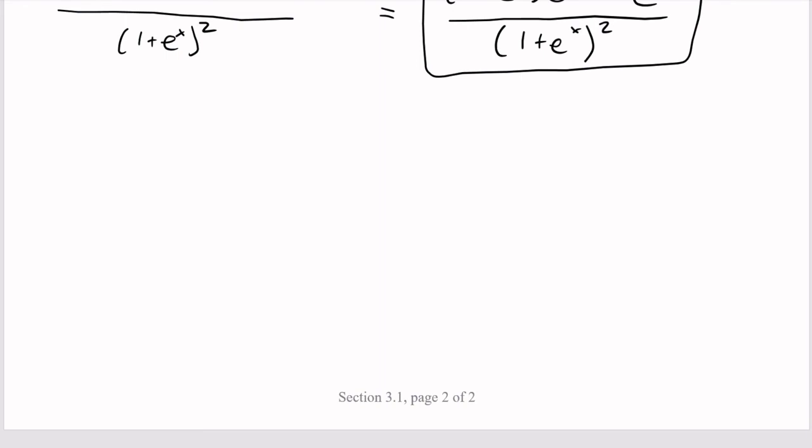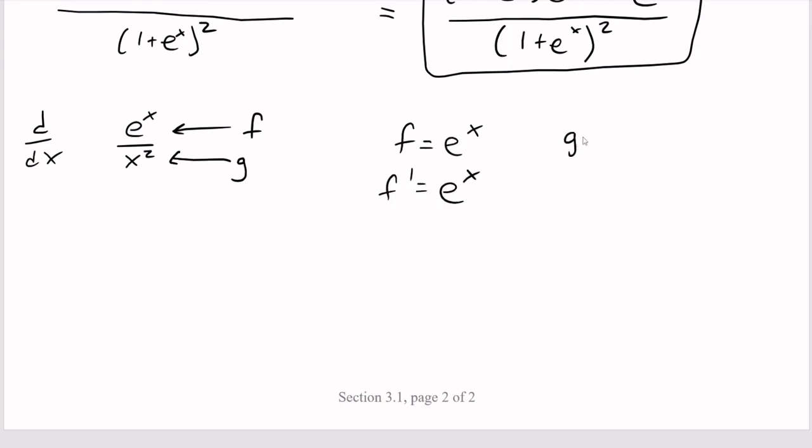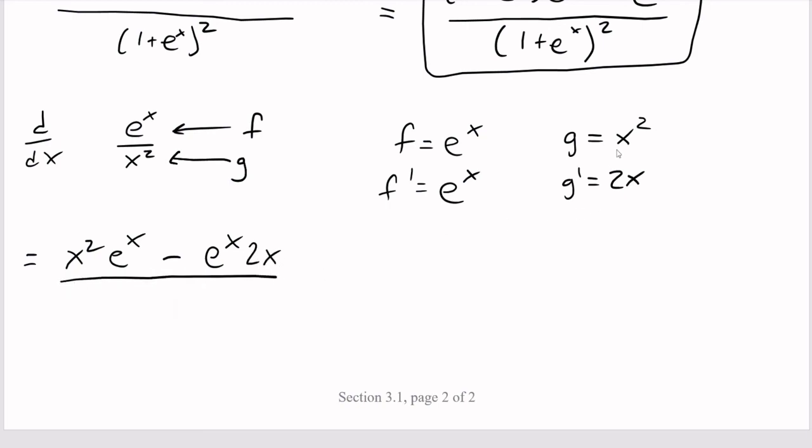All right, let's try another one. How about, let's see, let's find a good one here. How about we can do another e. Let's do the derivative of e to the x over x squared. Okay, so again, I see a division sign. Quotient rule seems like it could be good. Here's f, here's g. So f is e to the x, f prime is e to the x, g is x squared, g prime is 2x. Low, x squared, d high, e to the x, minus high, e to the x, d low, 2x, over low squared.